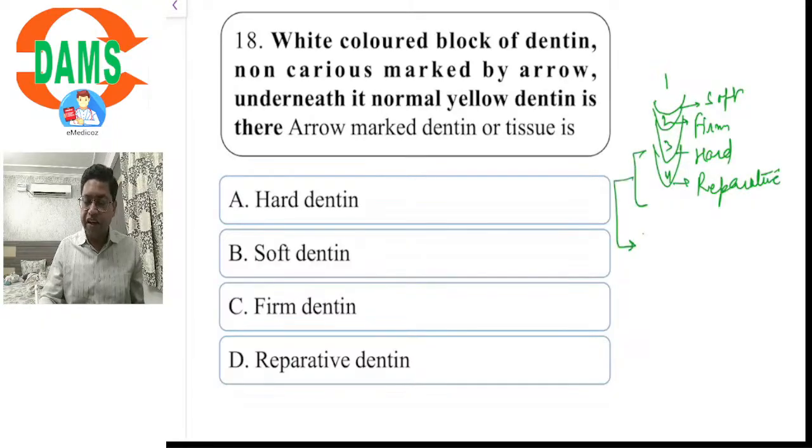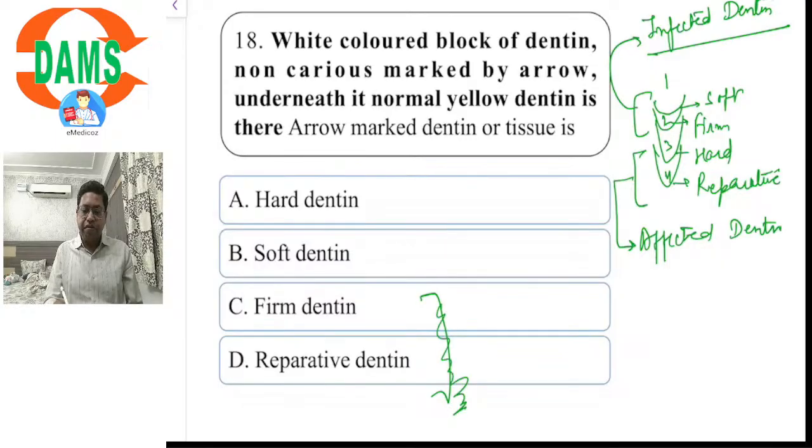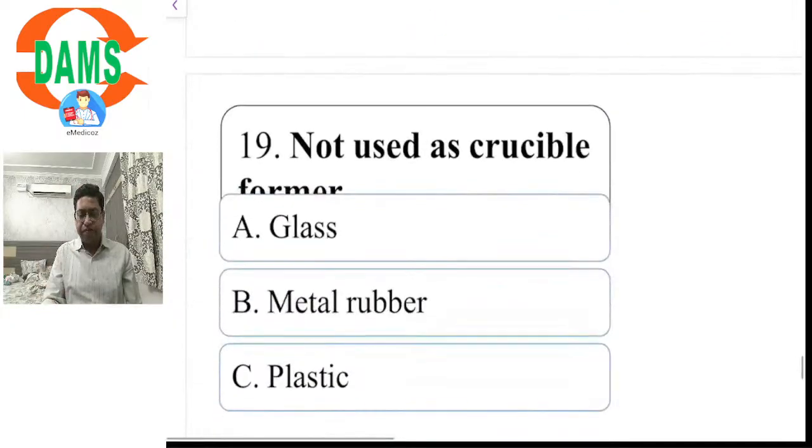These zones 3 and 4 are affected dentine, and the upper 2 zones which have to be removed are infected dentine. The outermost zone is the most soft, then the firm, then hard, and then the reparative form. So we preserve zone 3 and 4, that is hard and reparative, and we remove the soft and firm. We preserve option A and option D. We remove option B and C. These are the 4 zones from outside to inside.